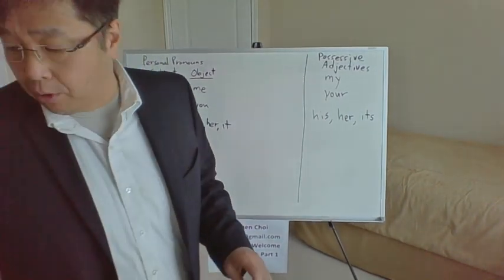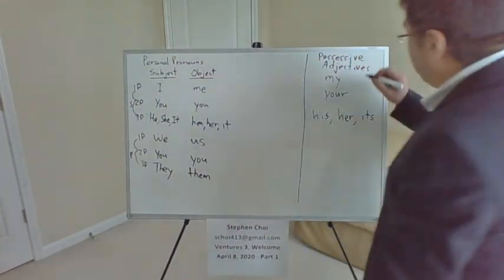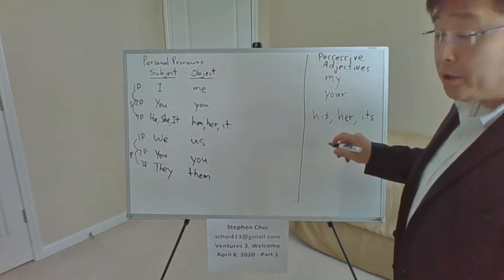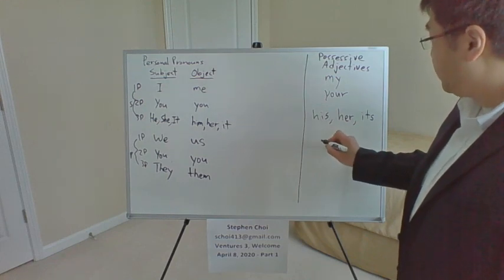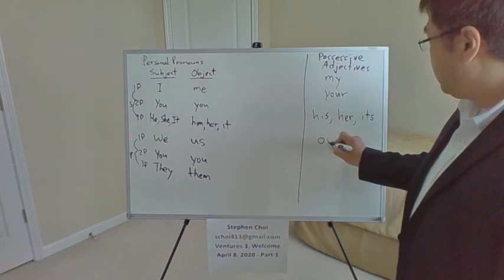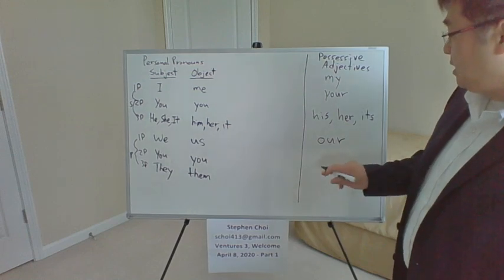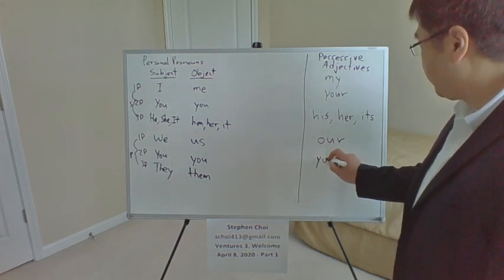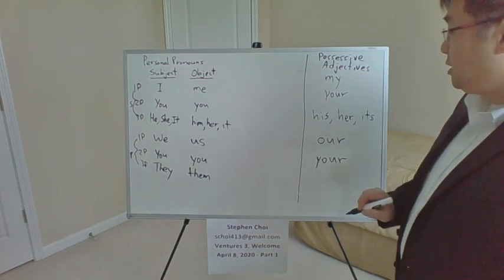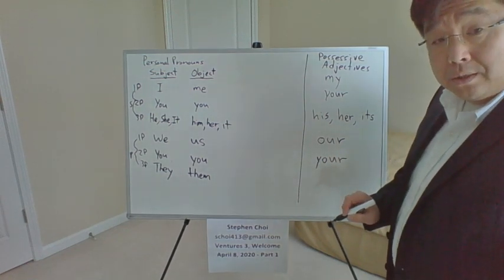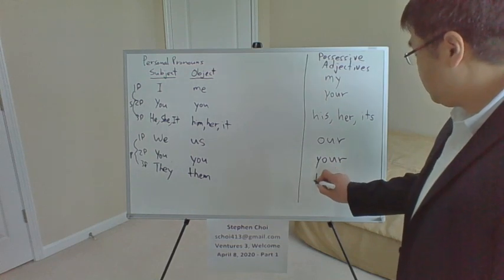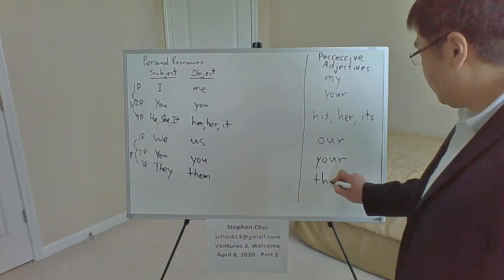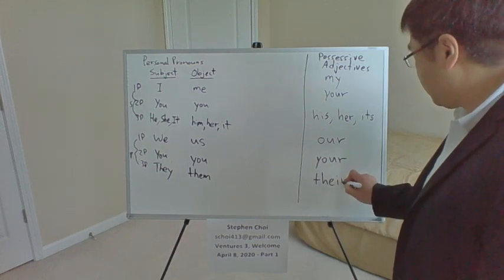All right, let's go to the plurals. Possessive adjective, first person plural. That's right, our. And then second person plural, that's right, just like the singular, your. And then third person plural, their. How do you spell their? T-H-E-I-R, okay?